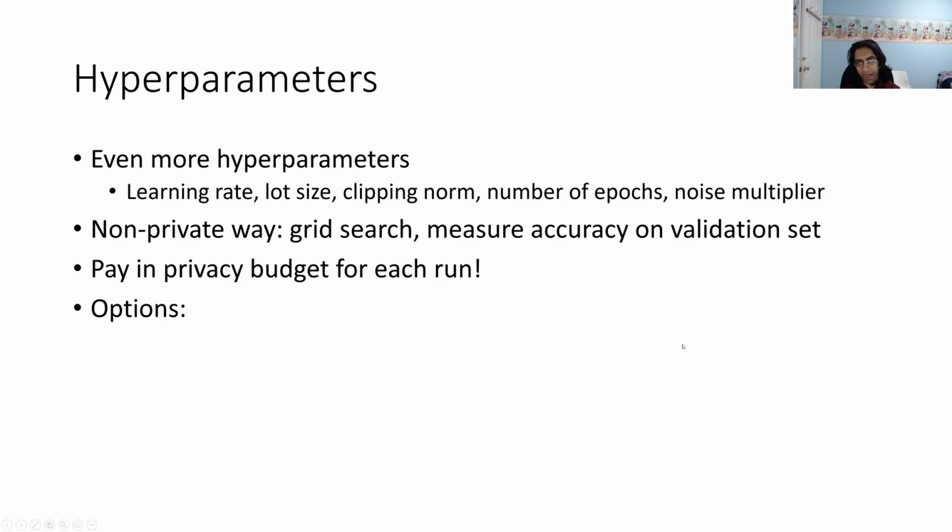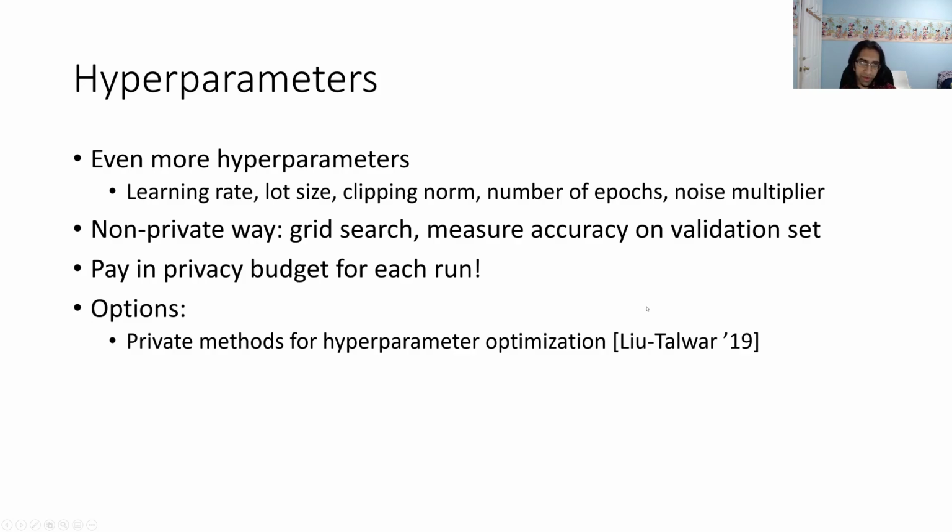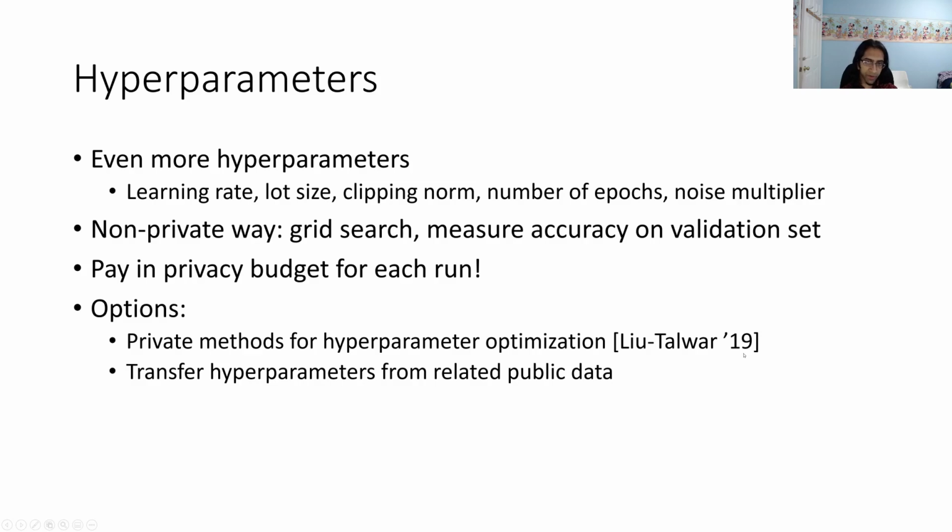And there are a number of options on how to get around this. How do you avoid paying for essentially this hyperparameter tuning stage? Well, there are some ways, for example, private methods for hyperparameter optimization. One theoretical work was shown by Liu and Talwar, which makes it work in theory, but I don't think it's been explored too much in practice as a real method. Another thing is to transfer hyperparameters from related public data. For example, just do all the training you want on some public data set, and then once you figure out good hyperparameters, you can run it on your sensitive data set in just one go.